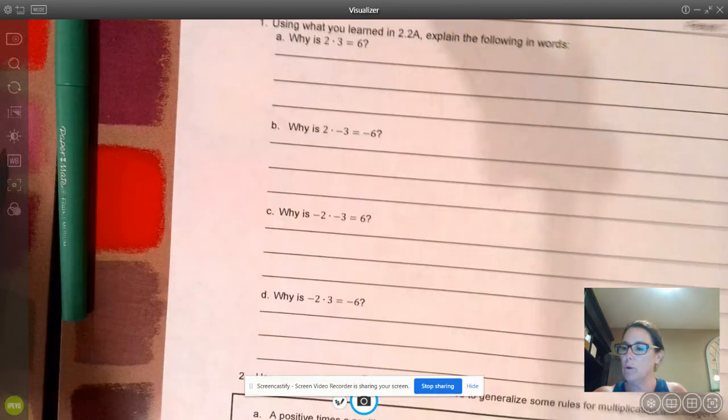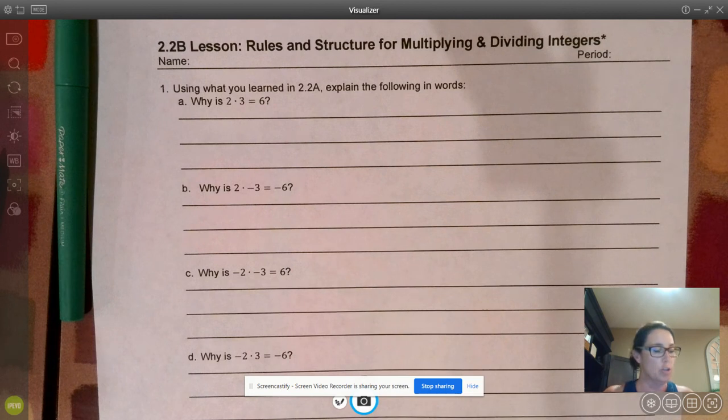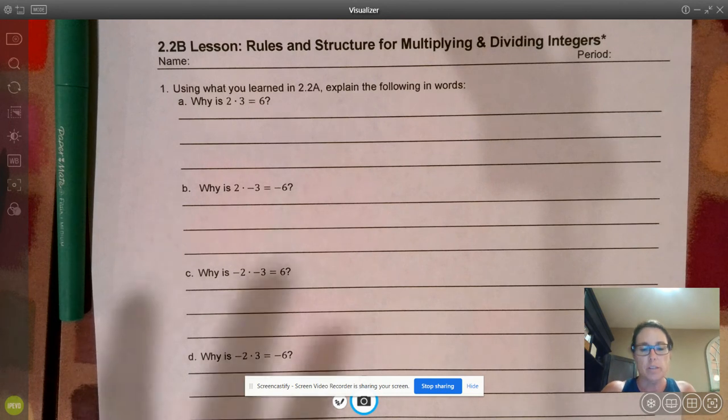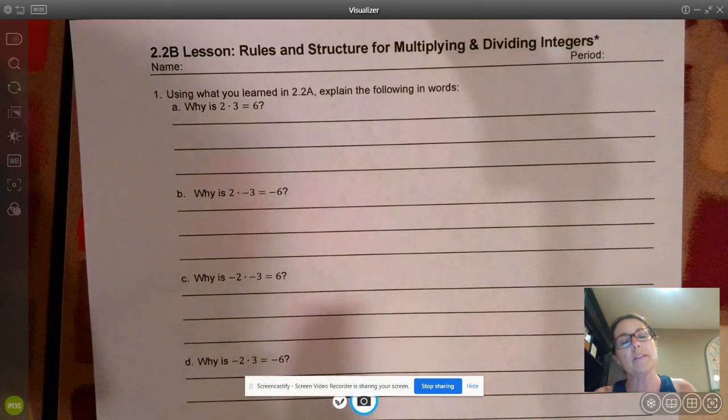Alrighty, so the 2.2a lesson last time was all about chips with multiplication. Guess what? We're done with chips. We're going to focus on the rules of multiplying and dividing in this lesson.